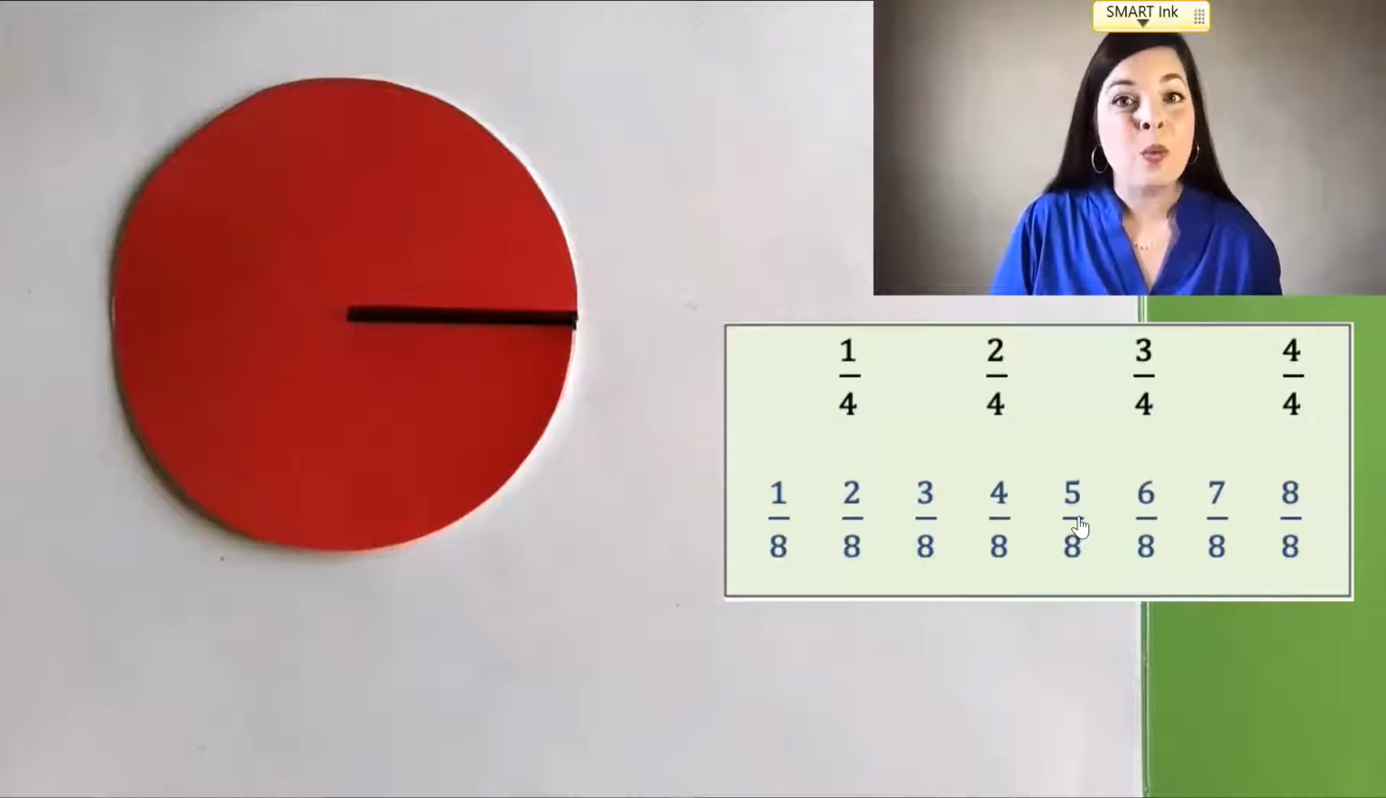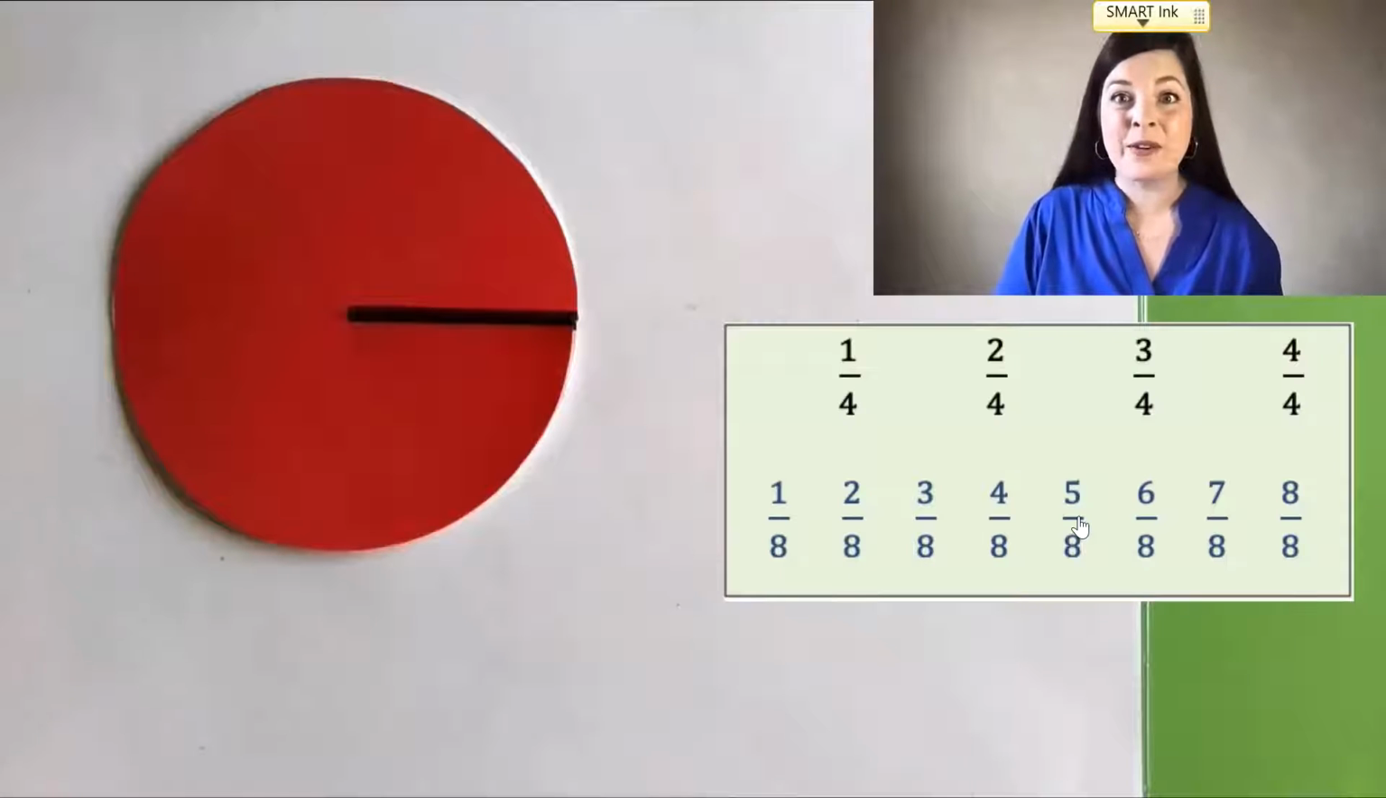1/8 turn or 1/8 cut from the circle would be less than 1/4 turn or 1/4 cut from the circle. We know that because we know 1/8 is less than 1/4. In fact, a 1/4 turn would be equal to 2/8 turns.